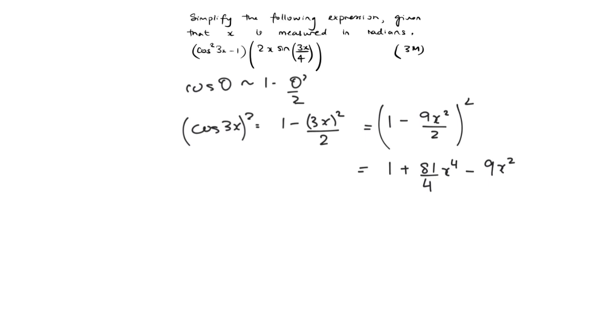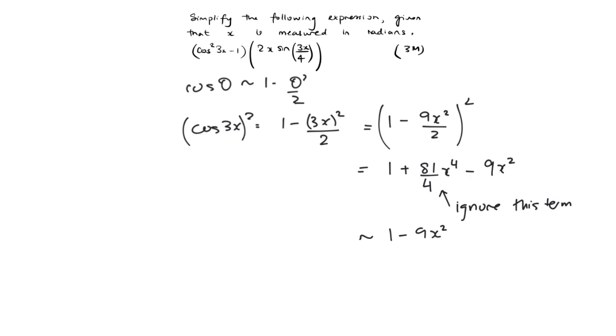Now, because the angles are small, I know I should have mentioned that in the question, you would ignore this term and ignore this term as the angles are small. So you are basically left with an approximation of 1 minus 9x squared. That's what it reduces to, and that's just cos squared 3x.